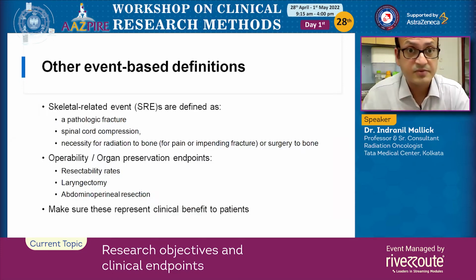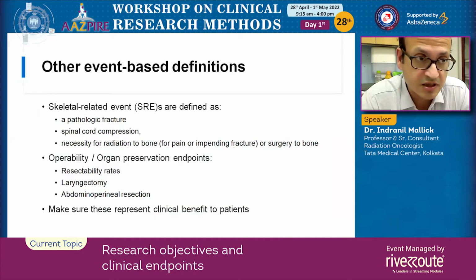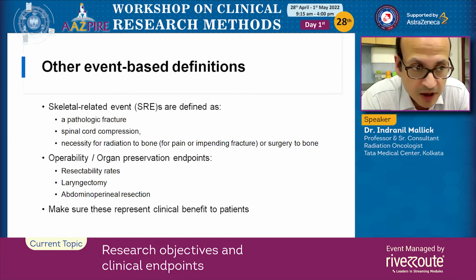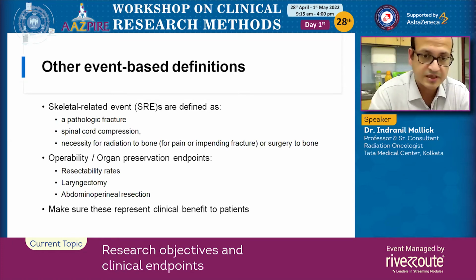So some of the event-based definitions that you must have encountered are skeletal-related events. They are defined as a pathological fracture or a spinal cord compression or the necessity of radiation or surgery to bone. Or event-free survival is defined by operability or organ preservation, which are resectability rates, laryngectomy-free survival, colostomy-free survival. But before we place special emphasis on event-free survival, we must make sure that these outcomes or endpoints are of benefit or of real clinical use to patients.